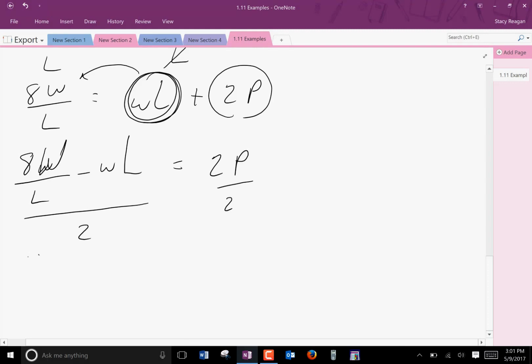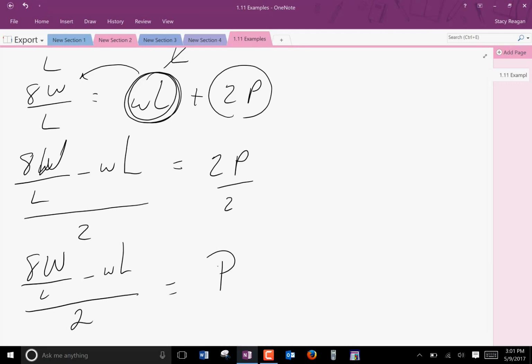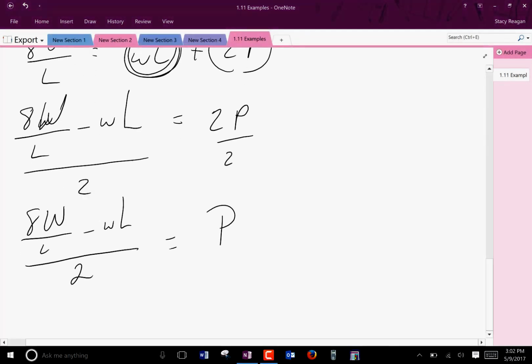Now this looks a little weird, but our goal was to get the P by itself, and that's okay. It's okay for it to look like that, for it to be there like that. If you look at what they've done in the book, let me show you another way this could look.